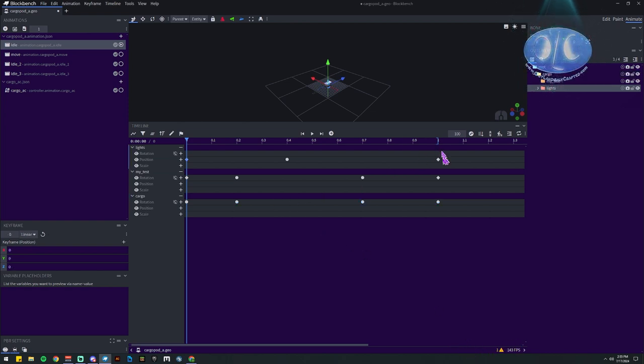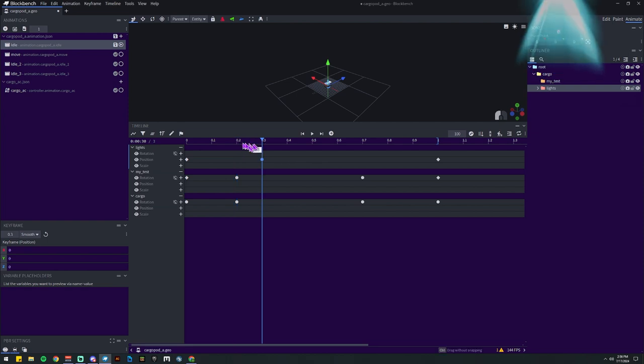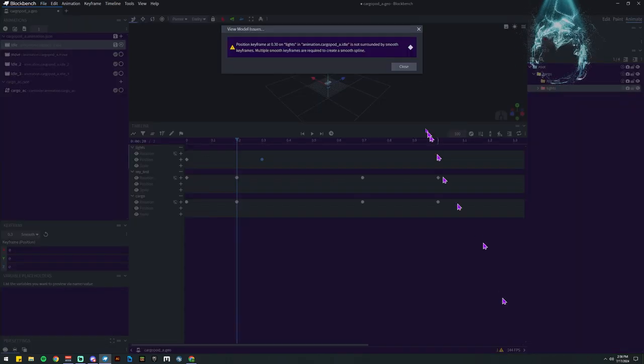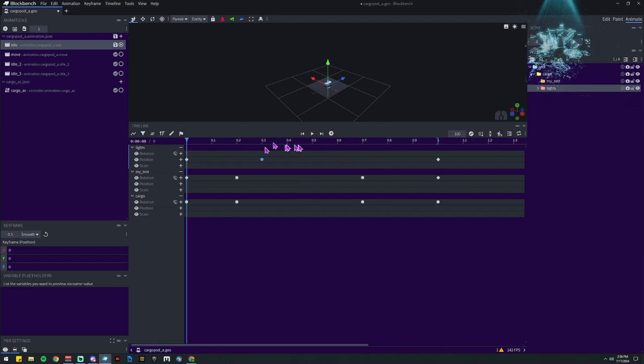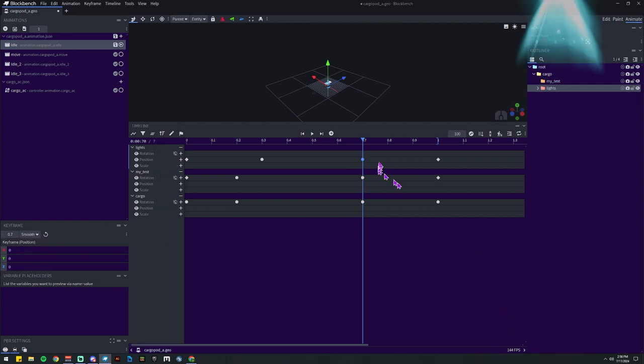So let's go over a few of those. Here's one of them. The most common one is right here. You cannot have a smooth frame without two of them. There must be two smooth frames in between the linears for it to work. So this error is telling me that here in lights at this spot is not allowed, that I need to come in here and I need to put another one, and now the error goes away.